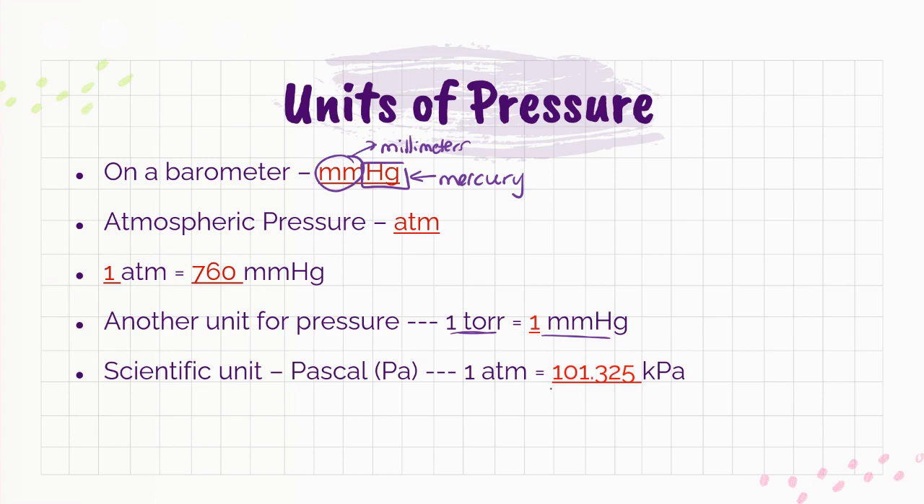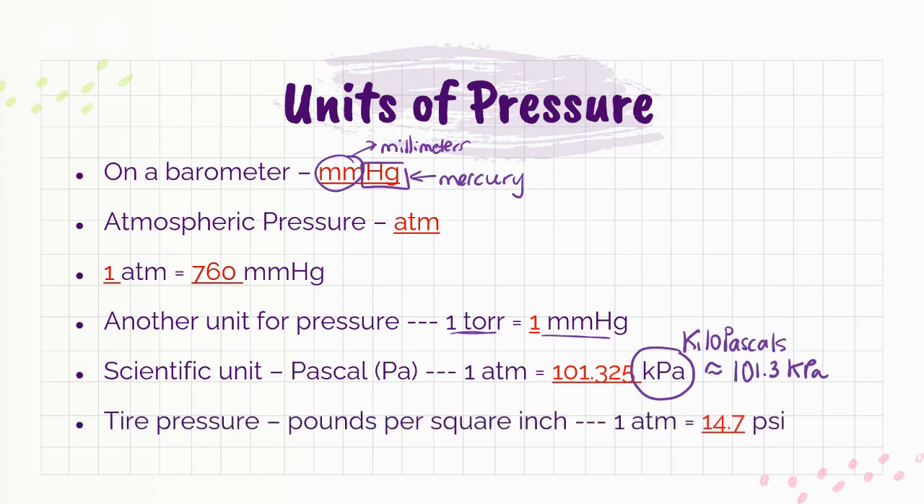1 ATM is equal to 101.325 kPa. This is kilopascals. For the pressures we usually encounter in chemistry, it's better to use kilopascals. Otherwise, you're going to have a massive number. The other thing is, I like to round this number a lot of times to just 101.3 kPa. So if you want to do calculations with 101.3 instead of 101.325, that's fine.